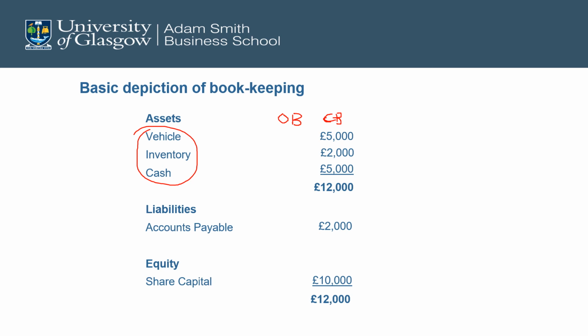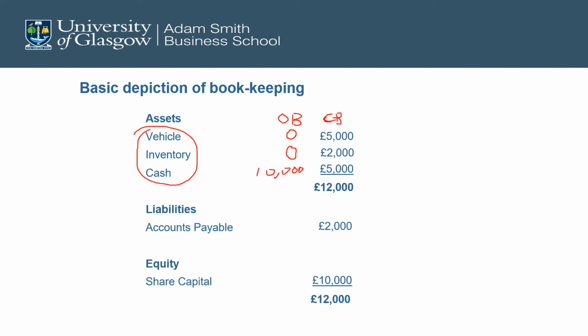Opening balance means the situation at the beginning of the financial period. You don't have a vehicle at the very beginning, so it's zero. You don't have an inventory at the very beginning, it's zero. You have cash, which is 10,000, and now it becomes 5,000, right? So the 5,000 goes into the vehicle. So you have an increase in your assets and a decrease in your assets, that balance. And then you have an increase in your inventory, 2,000.